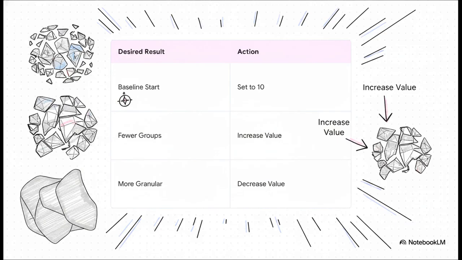You generally want to start with a baseline of 10 degrees. From there, if your mesh shatters into way too many tiny parts, just increase the value to get fewer, larger groups. But if the groups are too broad and you're losing granular details, decrease the value. It really is that straightforward.